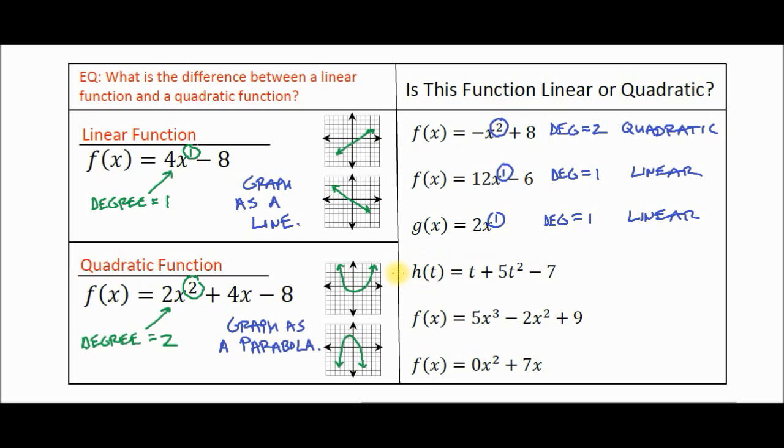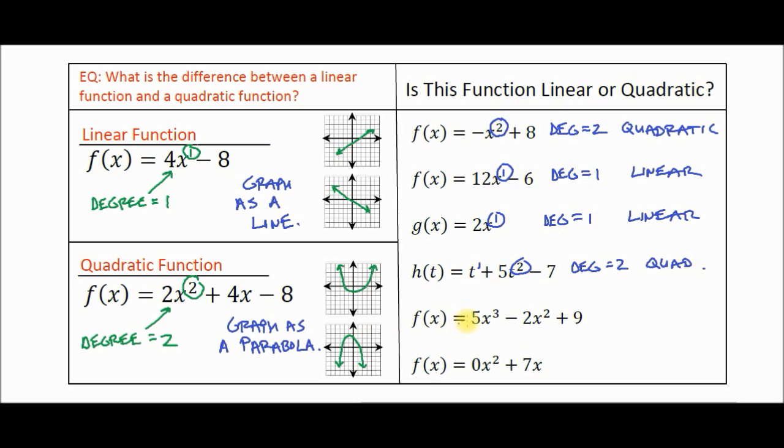Let's take a look at the next one, h of t. So now we changed our function name, no big deal. In fact, we changed it in the previous one too. Function h, or h of t, is equal to t plus 5t squared minus 7. Now notice, it doesn't matter in this case the order of our terms. This is a t to the first power. This is a t to the second power. That's our largest exponent. That means the degree of this function is 2. And I'm just going to abbreviate this now. This is a quadratic function.